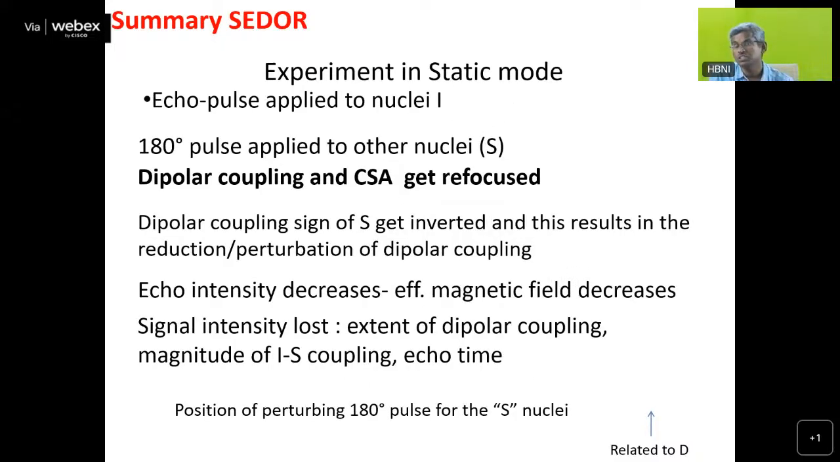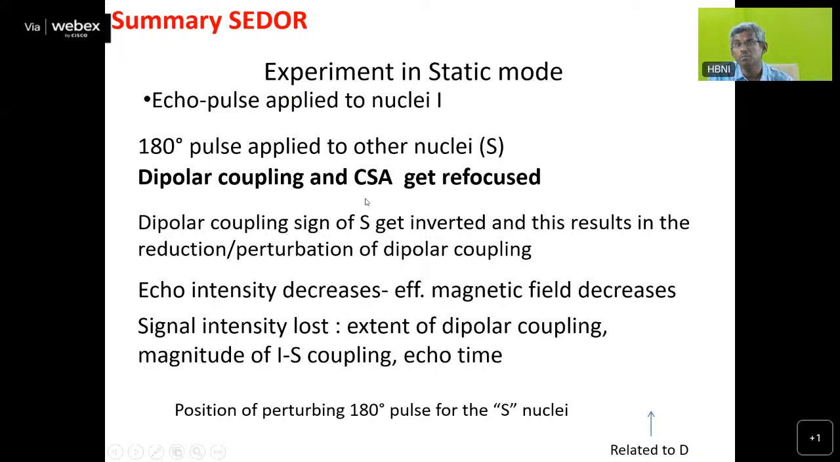So this is a pulse program I have done. Then what are the other things which we are doing? The experiment is done in static mode. Correct? So I am saying that there is no spinning, so dipole-dipole interaction is not getting averaged out. Then another thing: the echo pulse is supplied along the I nucleus, which I have just mentioned, and dephasing is supplied to the S nucleus.